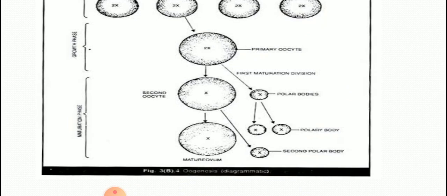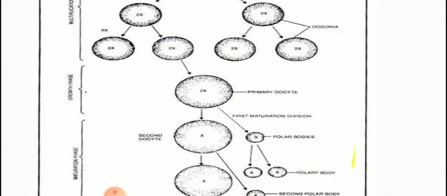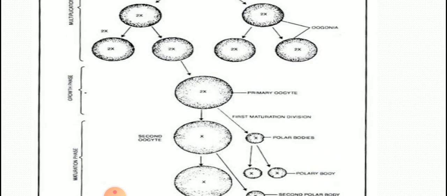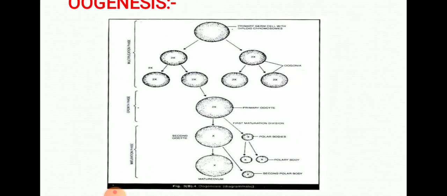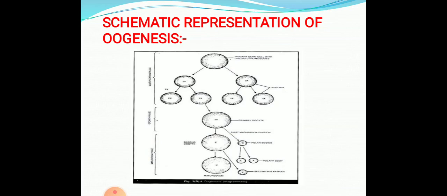Okay, so this is the process of oogenesis. This may be asked for 5 marks or sometimes 10 marks. If only a single process is asked, the oogenesis process with the schematic representation, explain the process of oogenesis, it means 5 marks or sometimes 10 marks also.